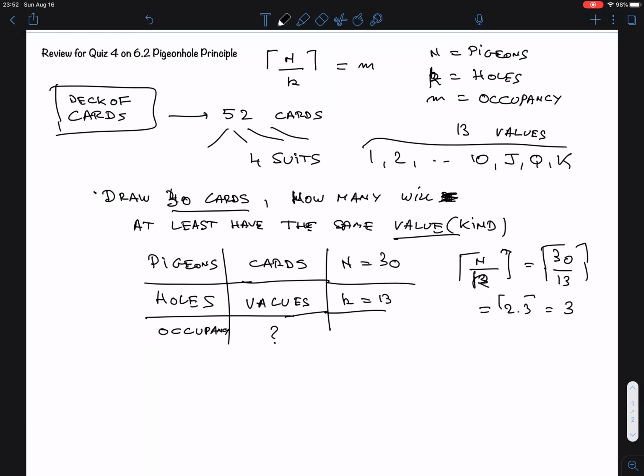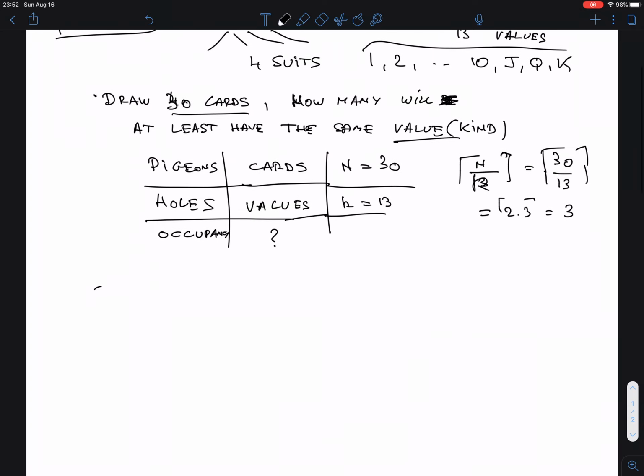Now let's continue with playing poker. In poker, there's the notion of a flush, and a flush is five of the same suit.